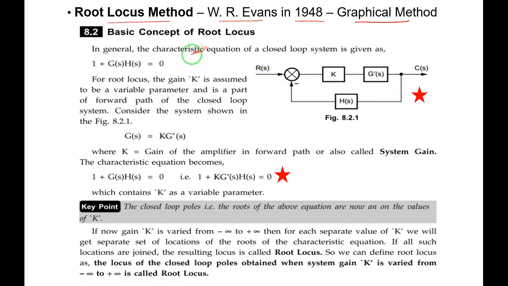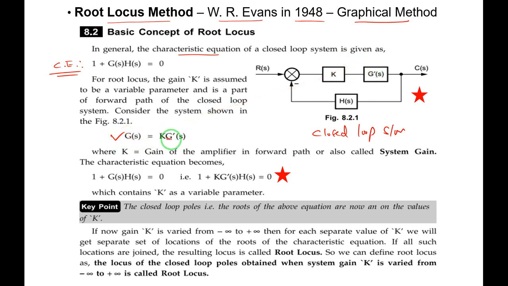Okay, we know the characteristic equation of any closed loop system is given by 1 plus G(s) H(s) equal to 0. This is the characteristic equation, right? Okay, let us take the closed loop system. You can observe here, this is the forward path transfer function G(s). It has system gain K and G'(s). K into G'(s) is the forward path transfer function. Let me call it G(s).